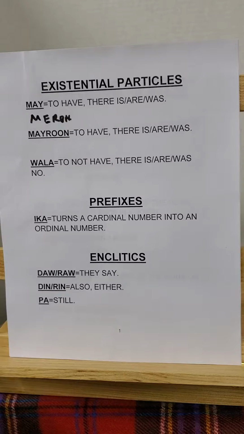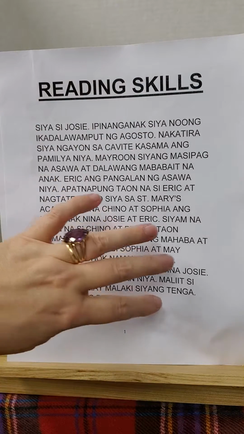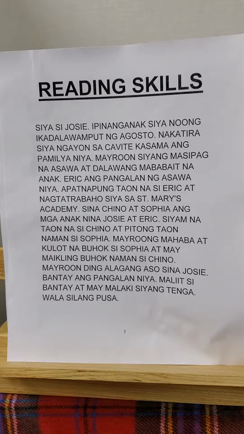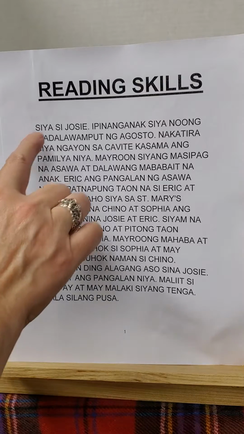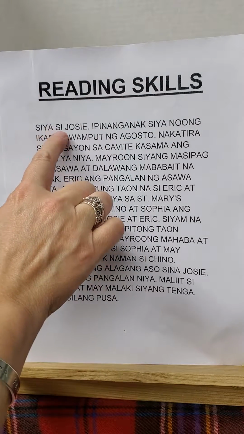So now let's do some reading skills, and we'll use these connecting words in this story. Okay, so Siya si Josie. She is Josie. Siya si Josie.